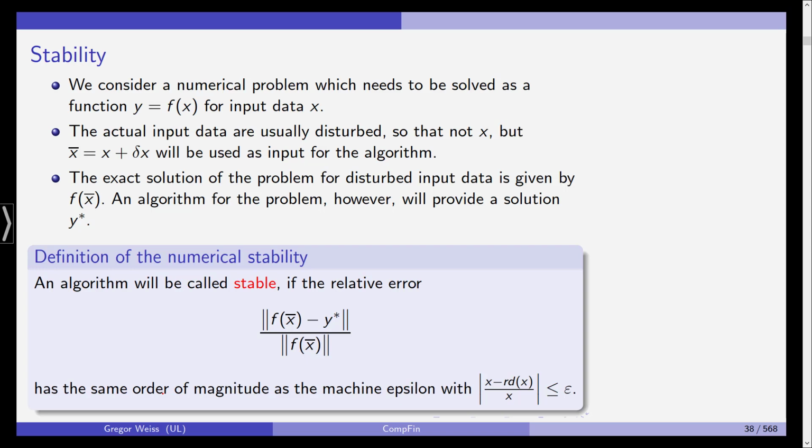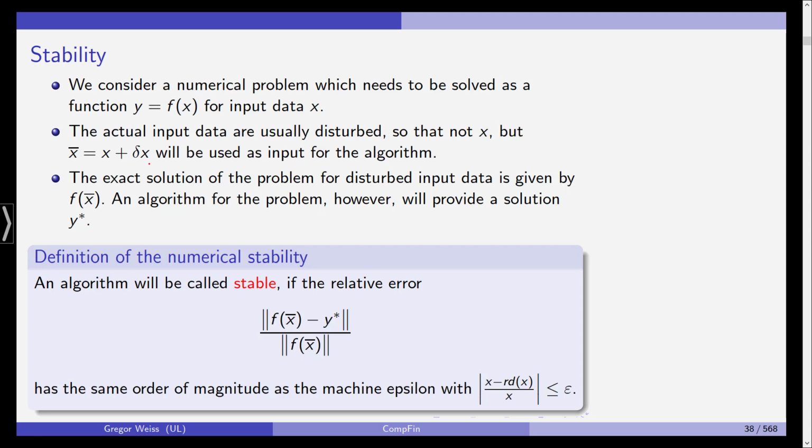So plugging input data x into the function, you get your result y, and the actual input data are usually disturbed, so that you're not using x, but you're actually using x bar, x plus delta x. Delta x is the data error. So you have a slight data error, could also be negative, but then you only have to switch the sign of delta x. And you're inserting x bar into your function.